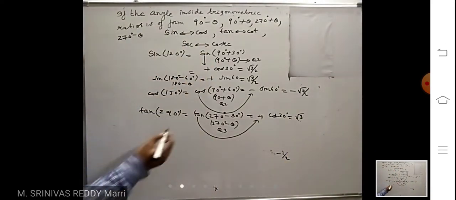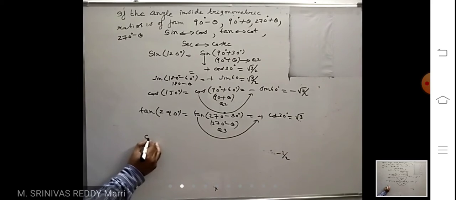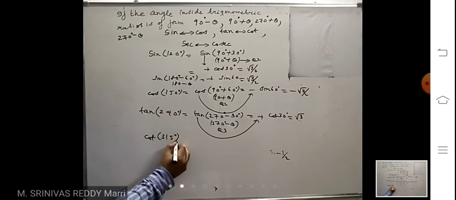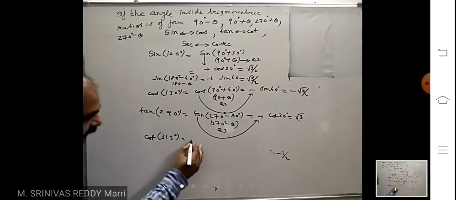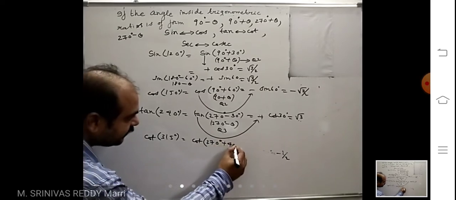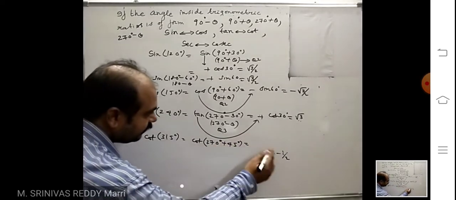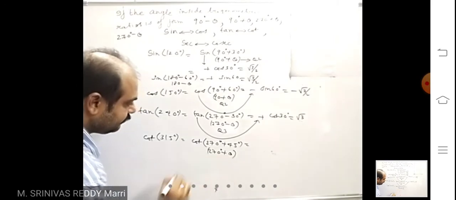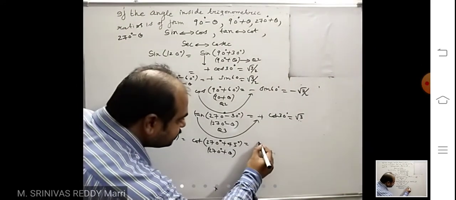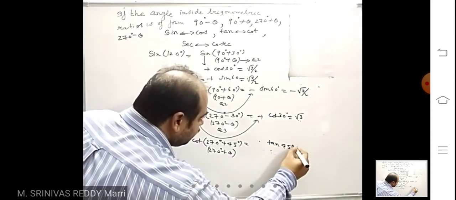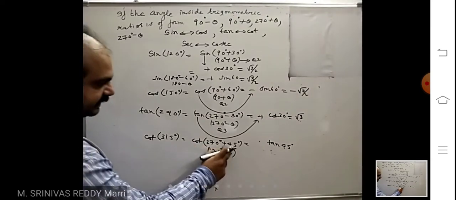Root 3. Like that. Suppose if you want to write cot of 315 degree. Let us say you have chosen to write 270 degree plus 45 degree. 270 plus theta. You take the angle in this form. 270 plus theta. So this is of the format what? Cot. That means tan 45 degree. This is tan theta.